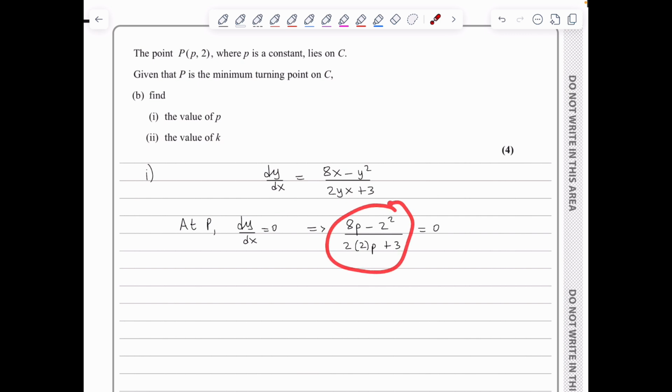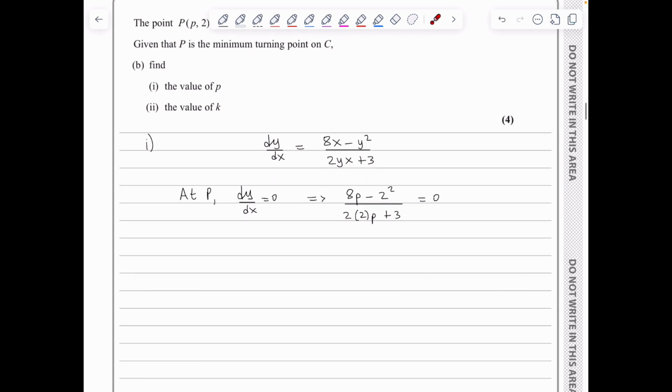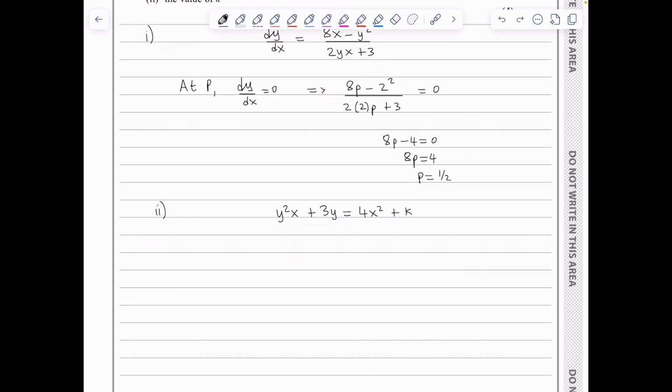Now for this expression to be 0, it means that the numerator should be 0. So we're looking at 8p - 4 is 0. So 8p is 4, which means that p is equal to a half. Now to proceed and find the value of k, let's recall the expression describing the curve. I will be substituting x is a half and y is 2, which are the coordinates of point P, leading to 2 squared times a half plus 3 times 2 is equal to 4 times a half squared plus k. This gives me 8 is equal to 1 plus k, and therefore k is equal to 7.